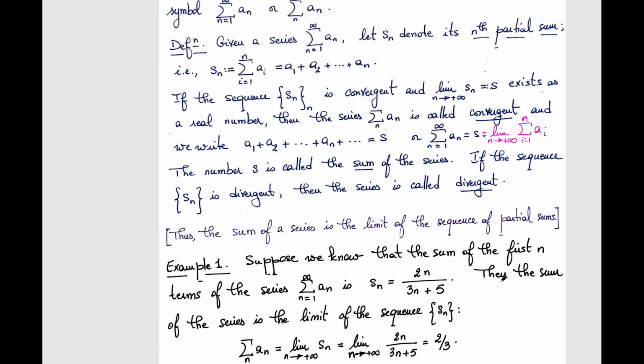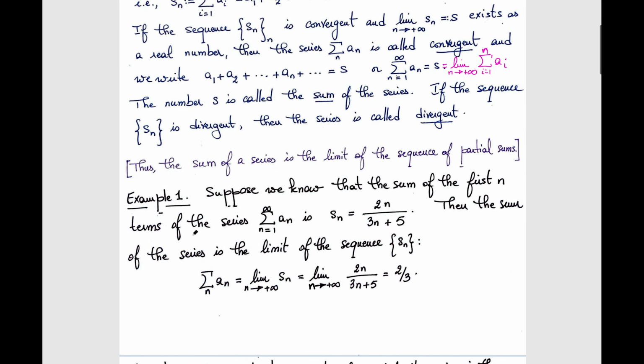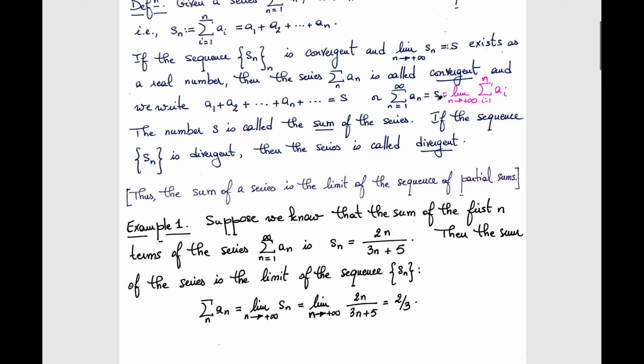Example one. Suppose we know that the sum of the first n terms of the series sigma an is this much. So suppose that the nth partial sum Sn is given by this. Then the sum of the series, the entire thing, is the limit of the sequence Sn, by definition. So we can write sigma an is equal to the limit of the nth partial sum Sn. So this becomes the limit as n goes to infinity of this expression, and this is 2/3. We dealt with limits of sequences in the previous section.